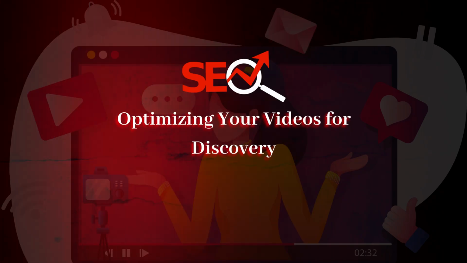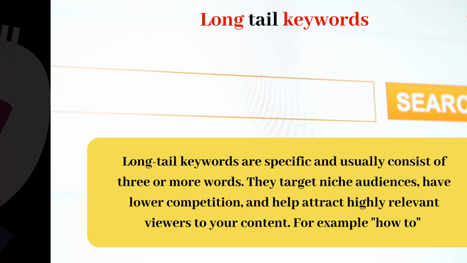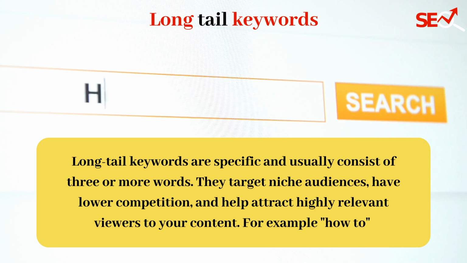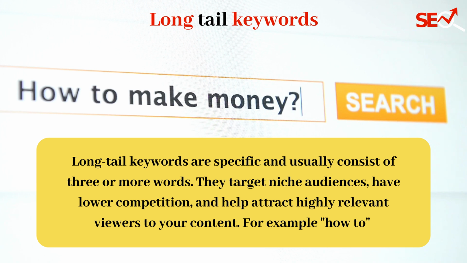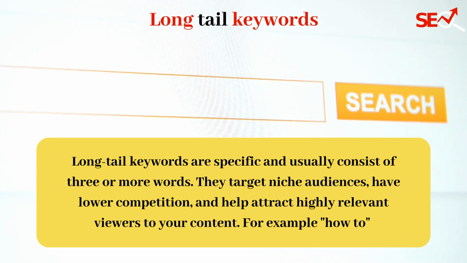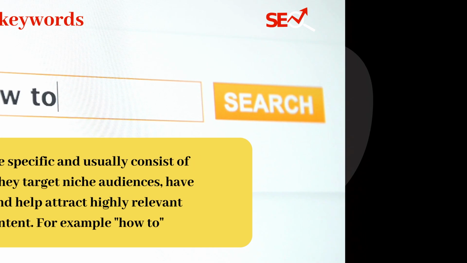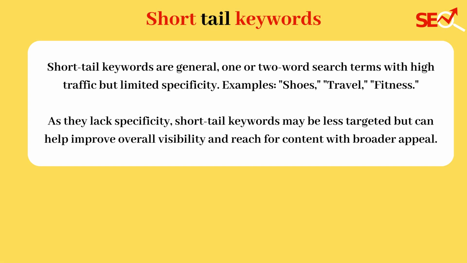Let's see some tips on optimizing your videos for discovery. Long-tail keywords are specific and usually consist of 3 or more words. They target niche audiences, have lower competition, and help attract highly relevant viewers to your content. Short-tail keywords are general, 1 or 2 word search terms with high traffic but limited specificity.